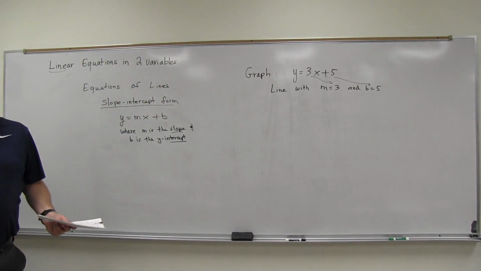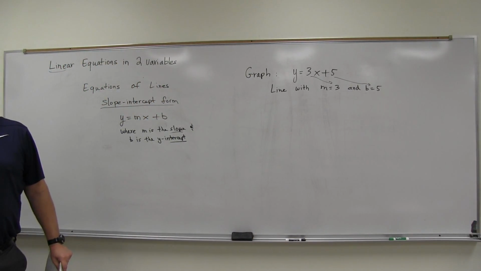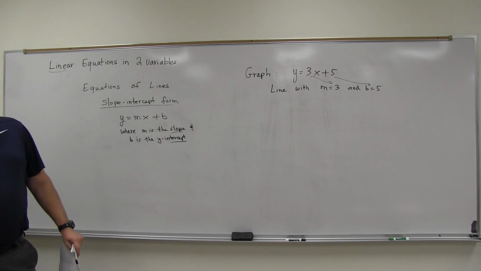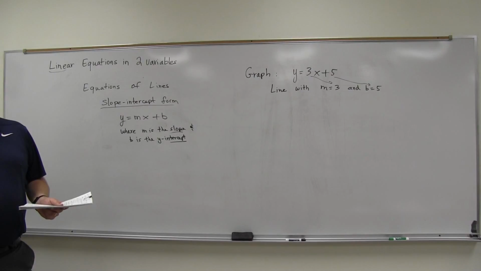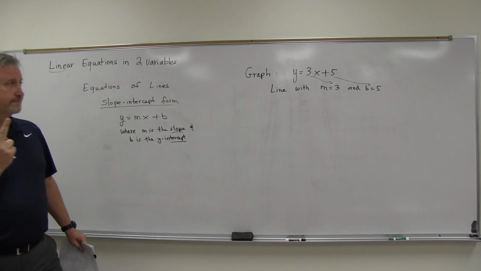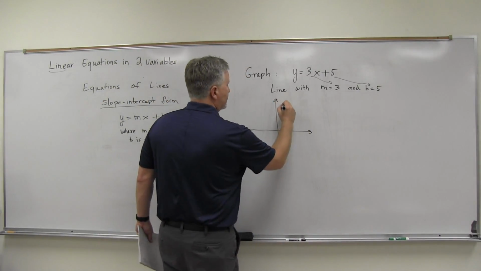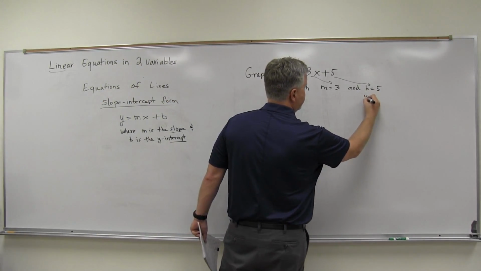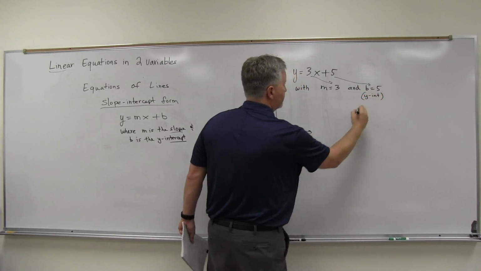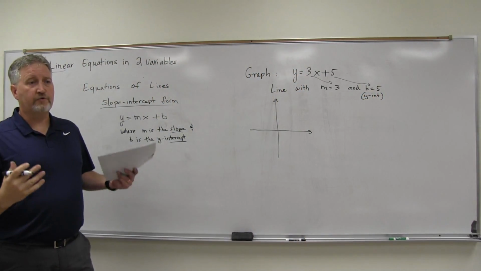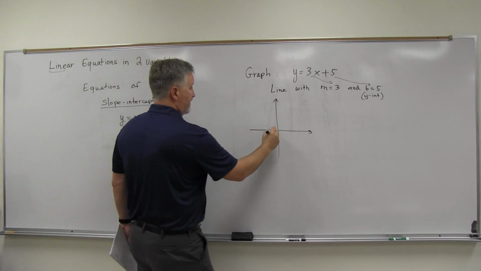Well, since I'm graphing a line, all you need is 2 points, isn't it? 2 points to determine a line. Those aren't my 2 points, but that information is going to give me 2 points. 1 point, and then I can go to another point. All right, so b is specifically the y-intercept, isn't it? And so that's our first point. Go to the y-axis and go to 5.